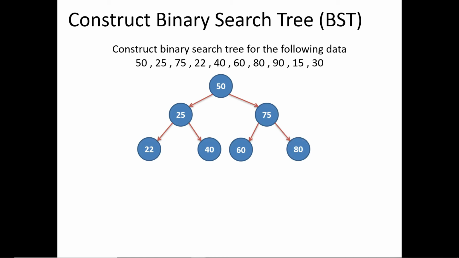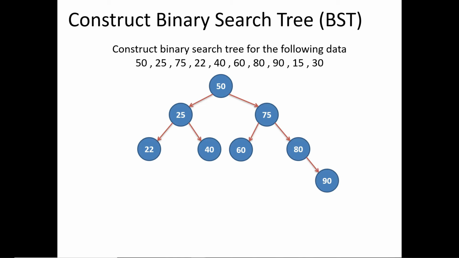Again 90 is greater than 50, that is the root. So we have to check that 75 is lesser than 90. So again go in this direction. Again here 80 is located and 90 is again greater than 80, so 90 becomes the right child of 80. Now the next key value is 15.